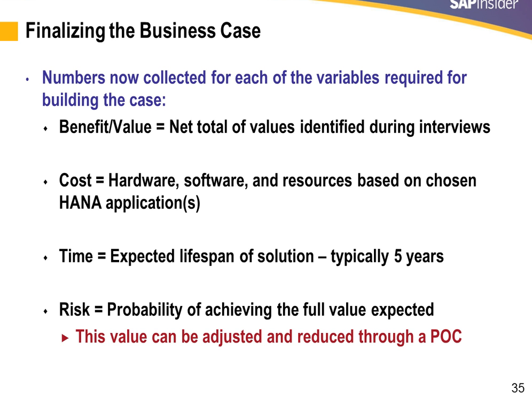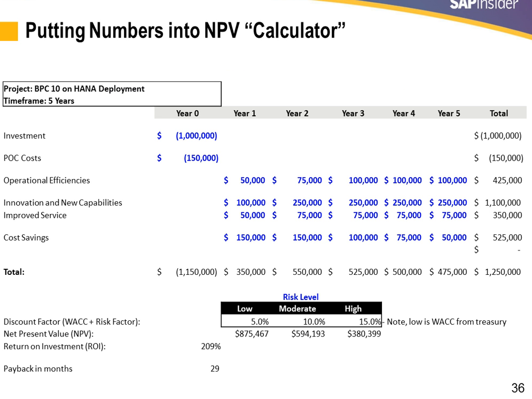So here we are on slide 34, and you're showing some examples of how to plug in some of these numbers. And in this case, it's a BPC 10 on HANA deployment with a 5-year time frame. Any comment on these numbers? Well, take the numbers with a grain of salt. This is all meant to be sample or example material. I'm not really able to show true customer numbers. So, this is again for sample purposes.